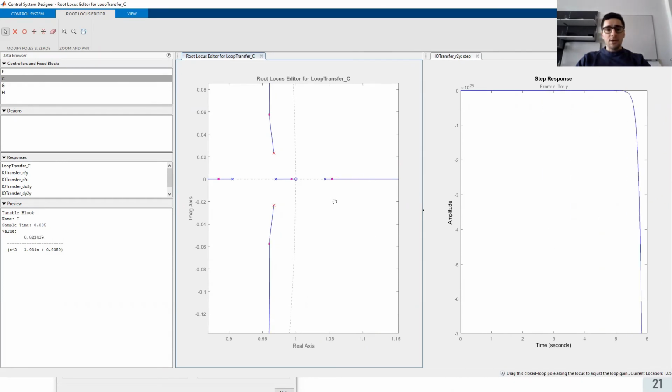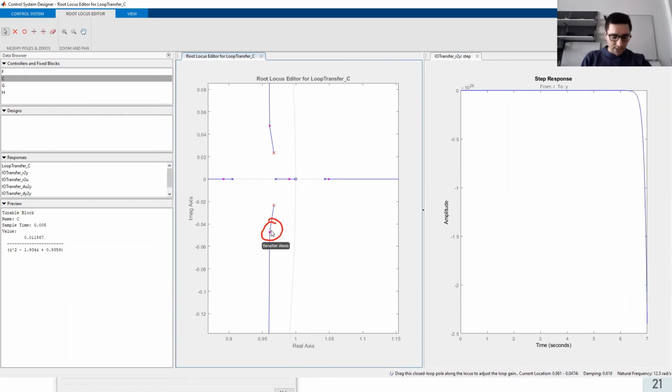Also, you can see that now I'm adding two poles for the controller, so my closed loop will also have two additional poles. So mainly this one here and this one here. That is also a function of the controller gain.